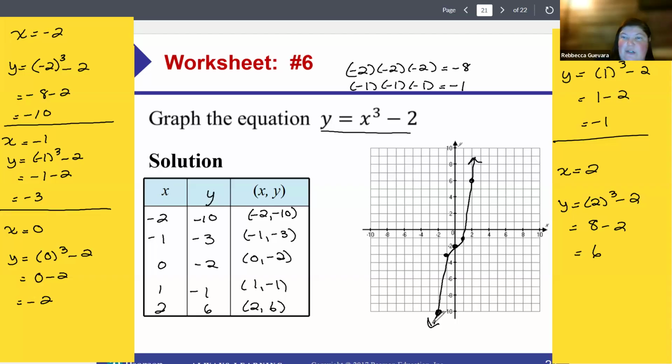Okay, so that's what our graph looks like. So this is a basic shape of a cubic. The ones opening up or opening down looking like a dish, those are your basics when you have an x squared. So we're getting some basic graphs here. We have an x squared, an x cubed, and the next one is our absolute value.